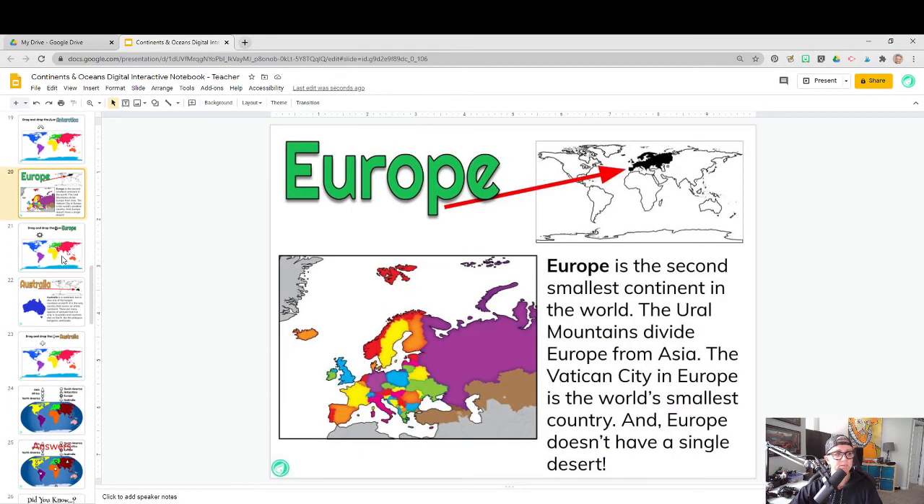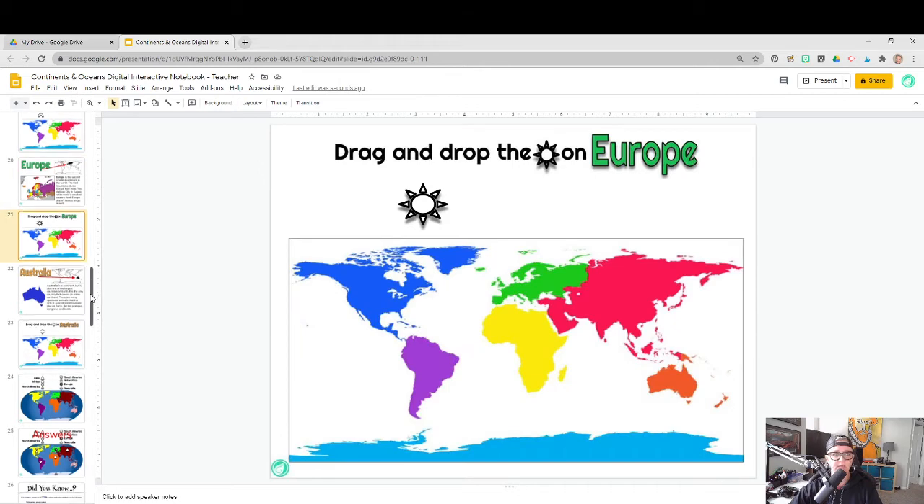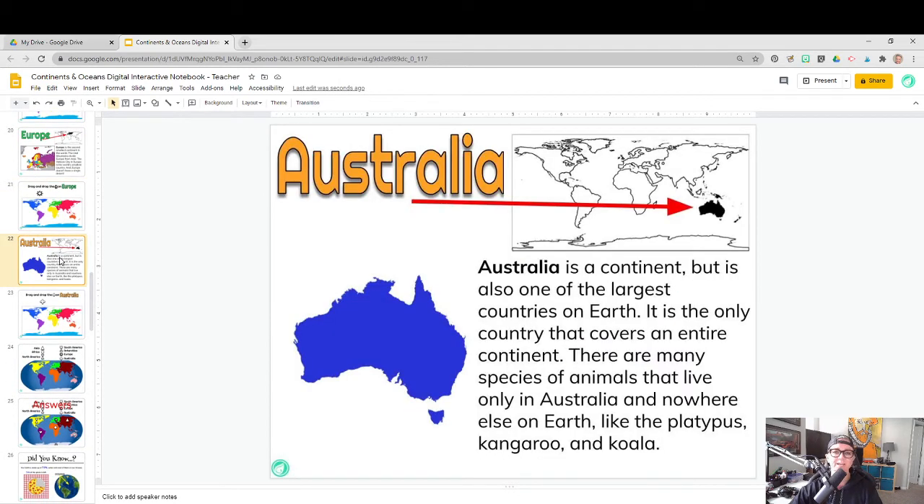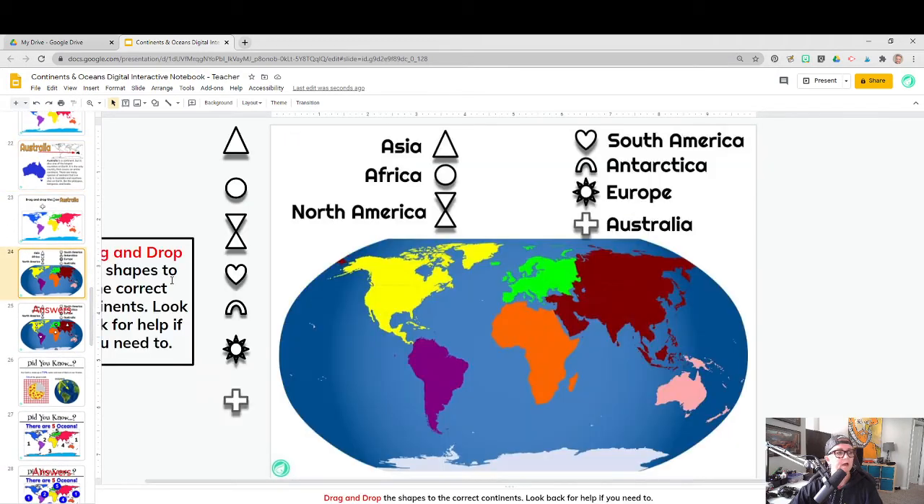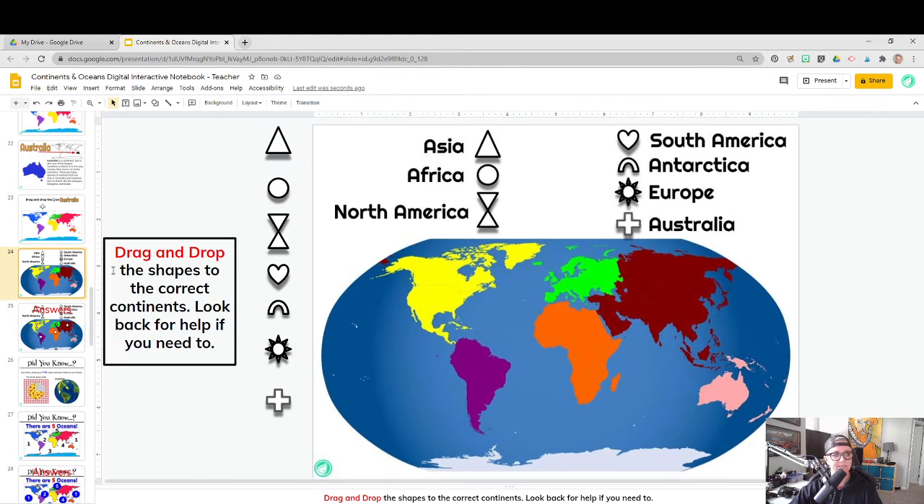And these are also listed in the order that they are sung in the song, which is listed in the order from biggest to smallest in the world. And then here we have a little bit of a wrap up since we just went through all 7 continents. Now we are going to drag and drop the shapes to the correct continents.